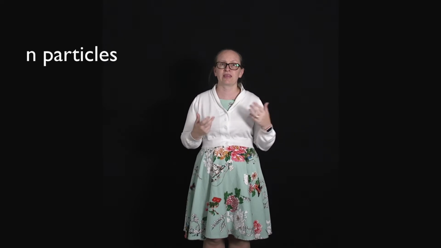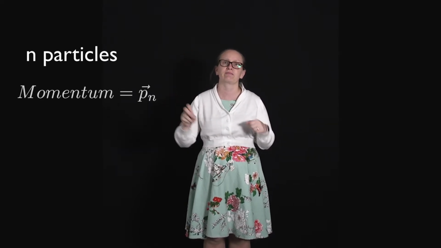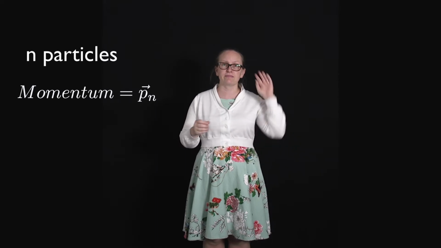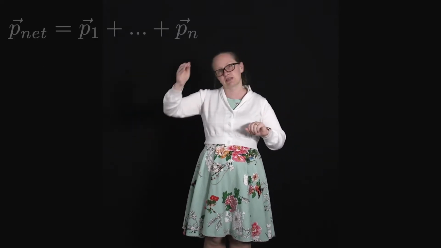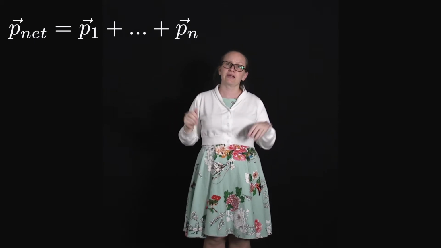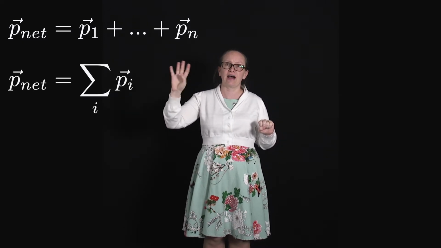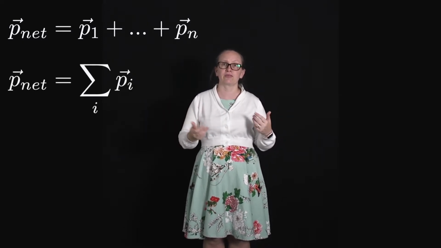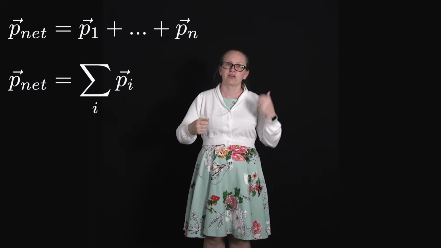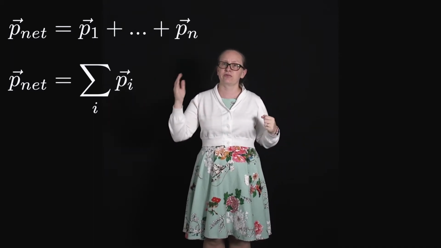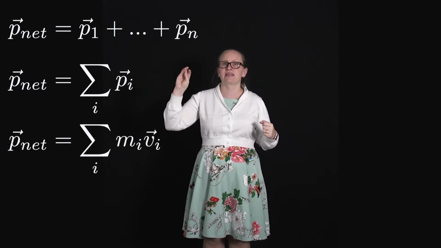Now, this also applies to a whole system of particles. So we can calculate the net momentum of a system. Imagine a system of n particles, each with a momentum given by p subscript n. Then the net momentum, P net, is equal to P1 plus P2 plus P3, and so on up to Pn. So we can write this as the net momentum is equal to the sum over i of Pi. And we've seen that P for an object is just given by mv for that object. So this tells us that P net is equal to the sum of mi times vi.